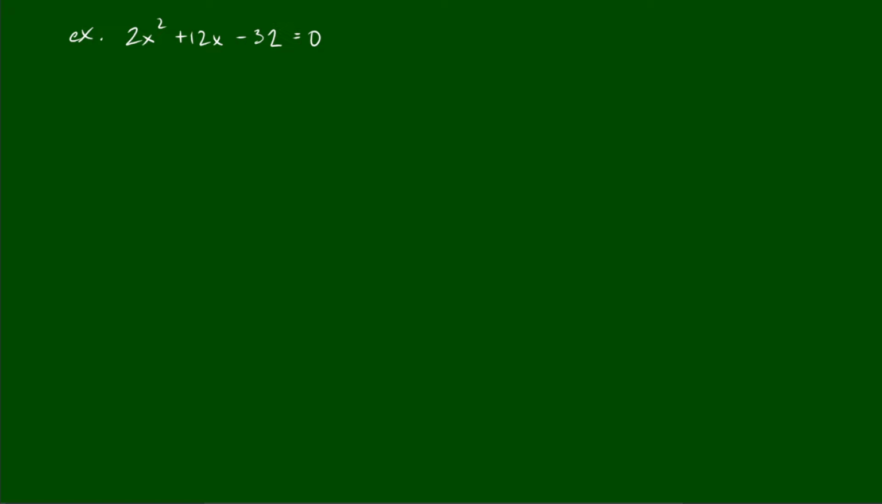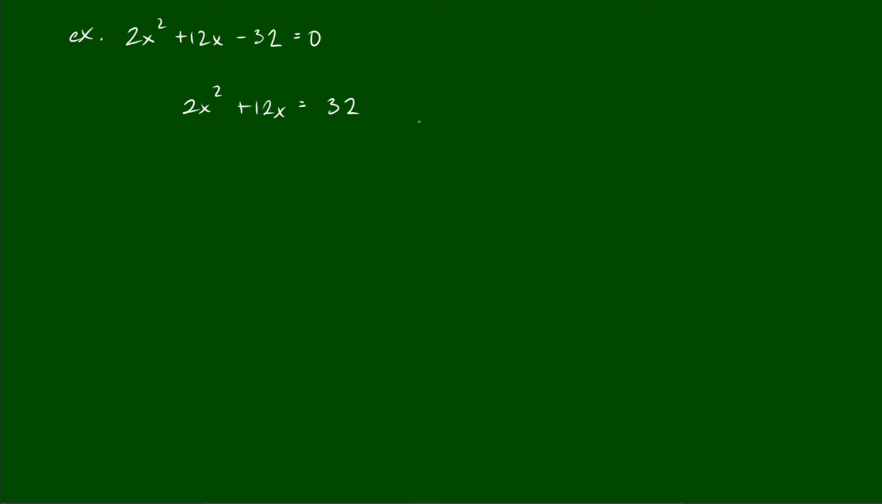The first thing you're going to do is add 32 to both sides. Why? Because you want to have that constant on the right side, separated from the terms with the variables. So you're going to have 2x squared plus 12x equals 32, because when you add 32 to both sides, that's simple algebra. You get 0 on the left side and positive 32 on the right side.